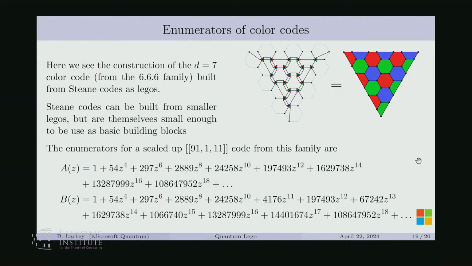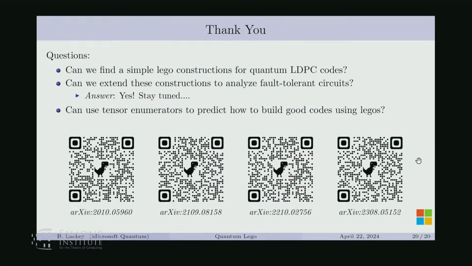We've seen that each of the little Steane codes here, the tiny ones, can be constructed from the more basic Legos, but if we treat it as an atomic Lego itself, here's a tensor network formalism for it, and we can construct, say, the exact enumerators for a 91 qubit code here. Very, very straightforward. All right, so coming to an end, a couple of open questions.